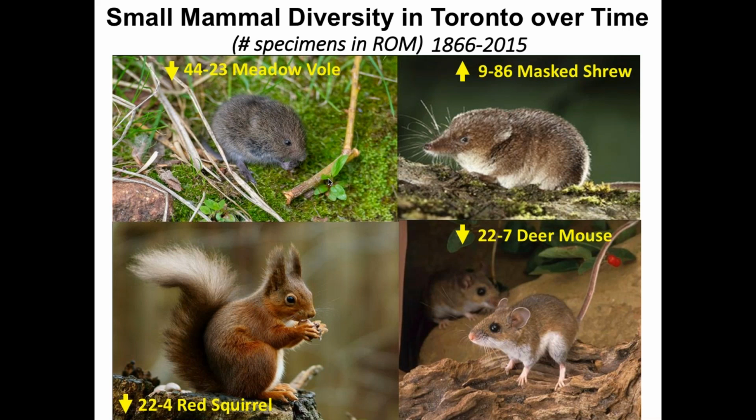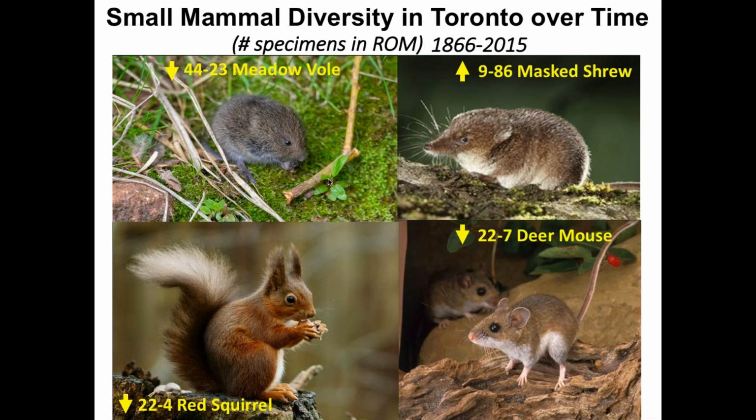3 of them, the meadow vole on the upper left, the red squirrel on the lower left, and the deer mouse on the lower right, all 3 were declining. So I've put some numbers there, and it gives you an idea from the early 1800s how many were being collected. And this isn't an average, but it's a summary over several decades to provide these numbers, and it's a trend that was clear across those years, whereas the masked shrew was going up.